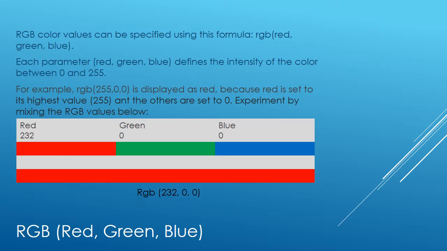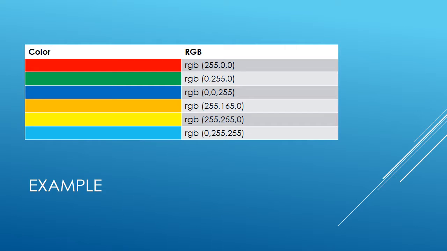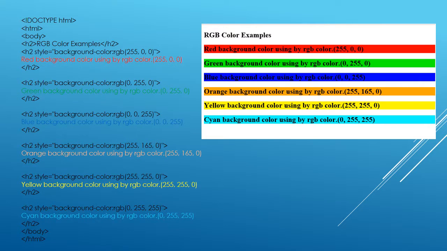For example, rgb(255,0,0) is displayed as red, because red is set to its highest value, 255, and the others are set to 0. Experiment by mixing the RGB values below. Here is an example of RGB color values. As shown here, the usage of the RGB color values.